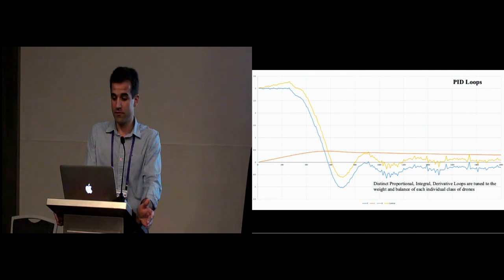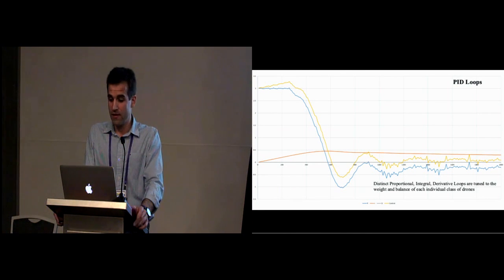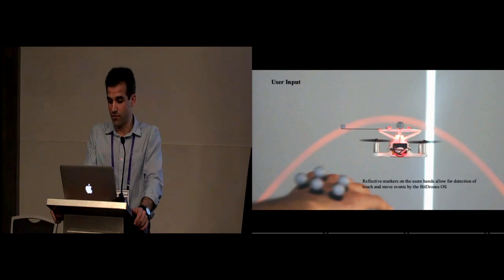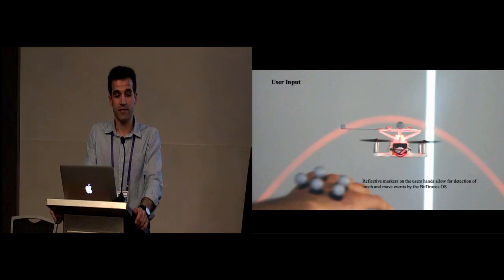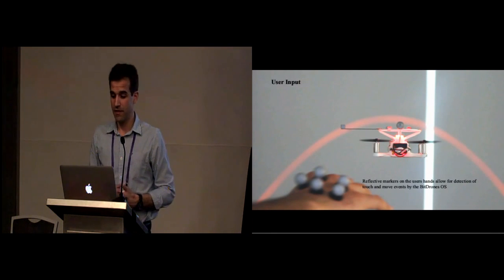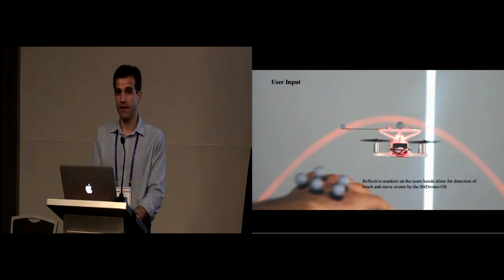Each BitDrone has its own set of PID control loops, which it uses to control its position in 3D space. The PID gain settings are tuned to the type of copter being flown. In addition to tracking each individual drone, our Vicon system can also track small reflective markers on the user's hands, allowing for detection of touch events and move events by the BitDrones operating system. Our system supports interaction primitives such as touching or dragging of individual drones across the Vicon space.